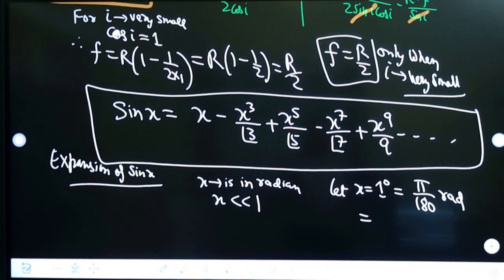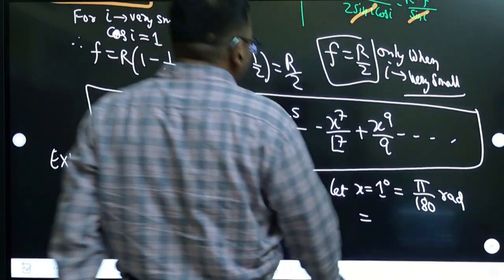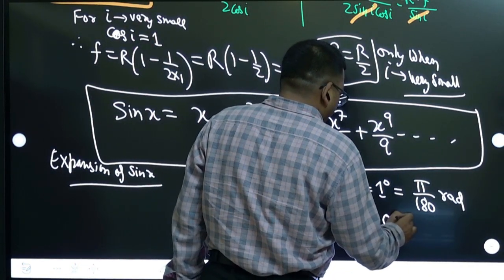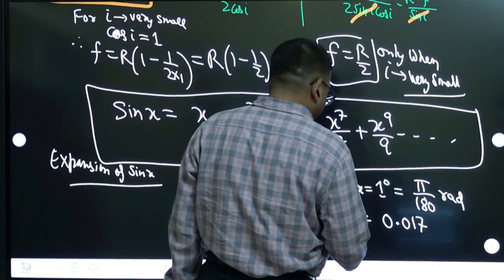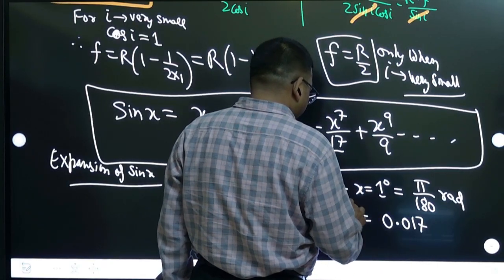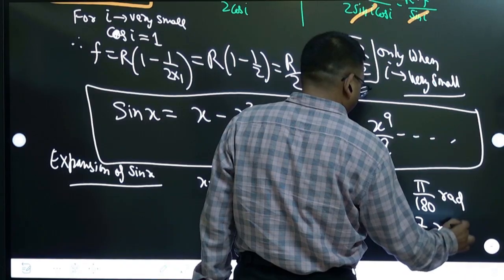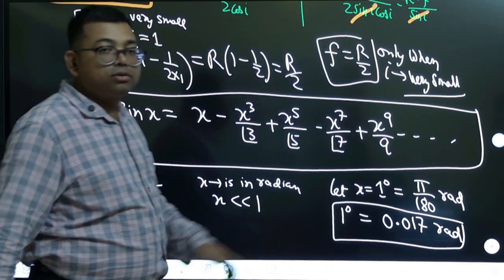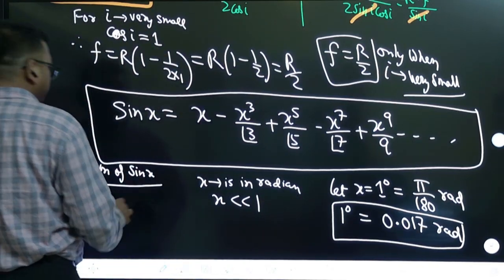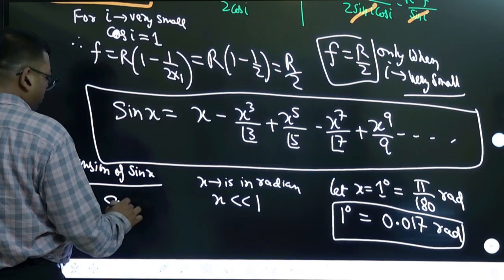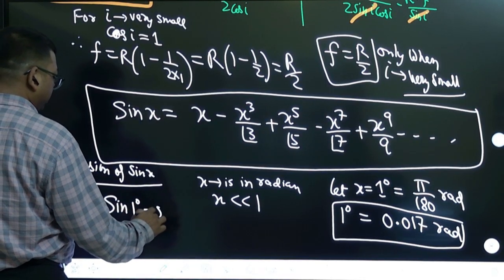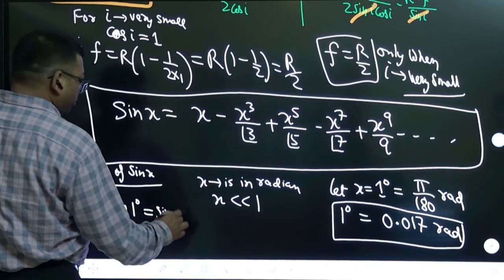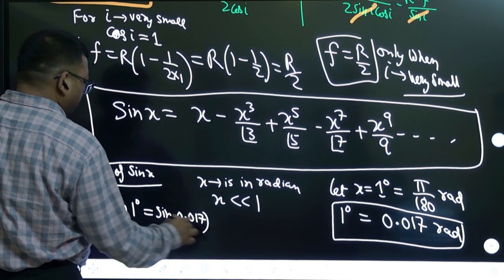Nearly 0.017. Correct? 1 degree is that much radian. Yes? 1 degree is 0.017. Now tell me what is sine 1 degree. Sine 1 degree, sine radian means 0.017 radian.